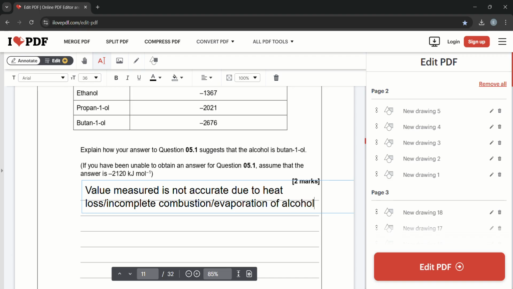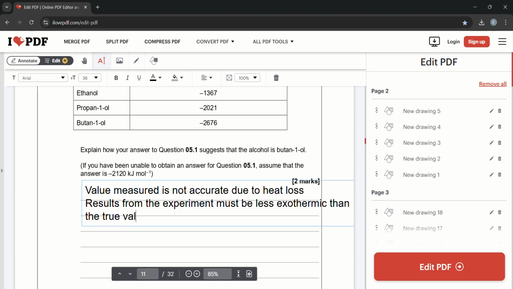However, evaporation of alcohol only works when you're dealing with an alcohol. In some cases it might be a solution or something, I don't know, but I'll just say due to heat loss. I'm just showing you the variety of options that you could say. The value measured is not accurate due to heat loss. The results from the experiment must be less exothermic than the true value, the real value without the heat loss.